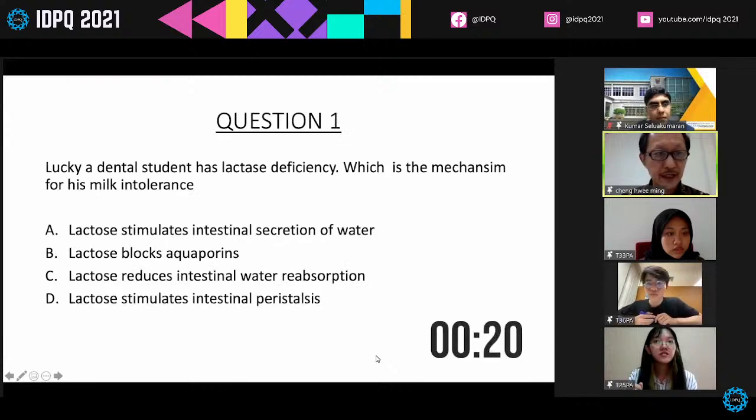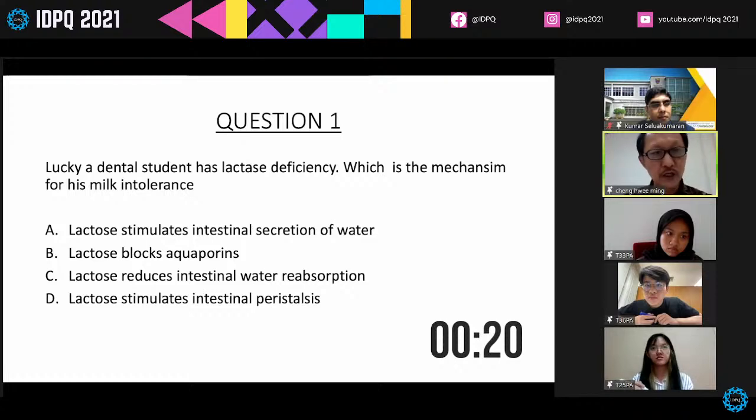Lucky, a dental student, has lactase deficiency. Which is the mechanism for his milk intolerance? A, lactose stimulates intestinal secretion of water; B, lactose blocks aquaporins; C, lactose reduces intestinal water reabsorption; or D, lactose stimulates intestinal peristalsis.